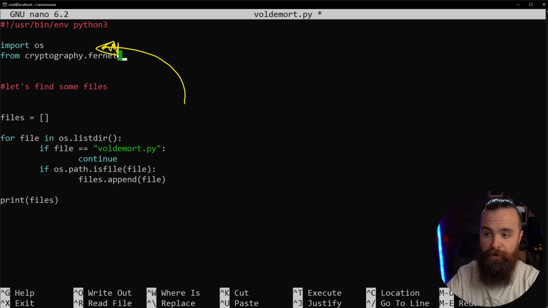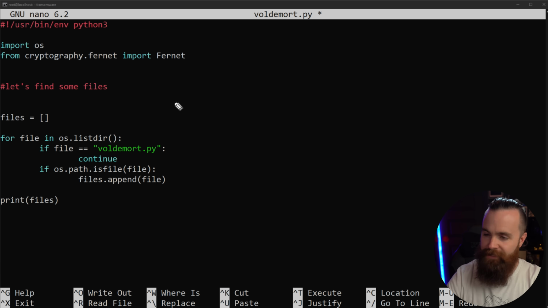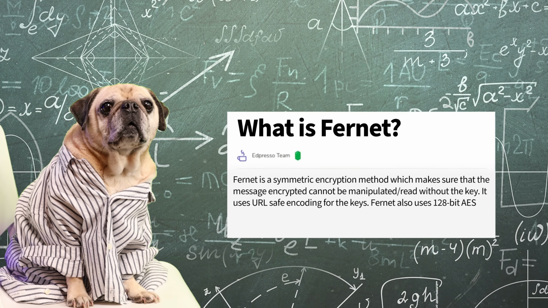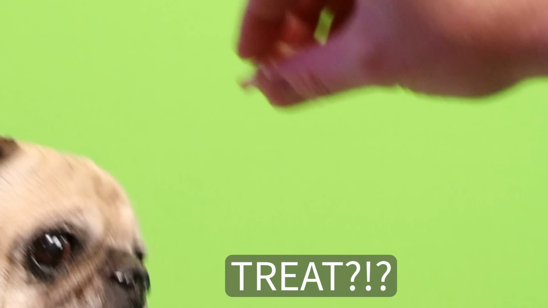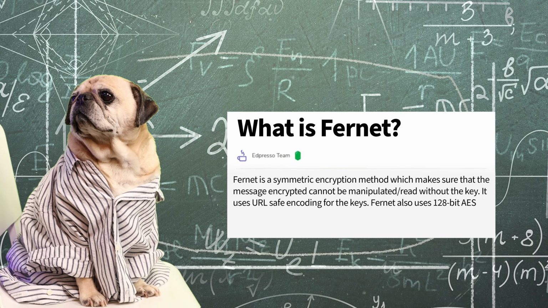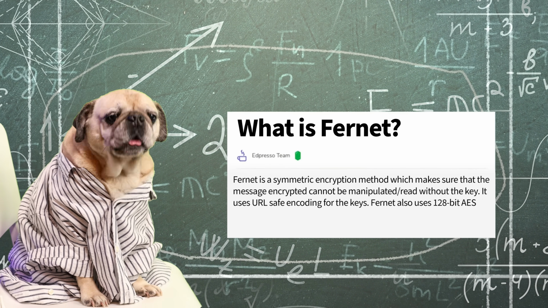So from cryptography.fernet, import capital F Fernet. Fernet is a very cool way to encrypt things in our Python script. Actually, Professor Bernard, go ahead and tell us about it. Fernet is a symmetric encryption method which makes sure that the message encrypted cannot be manipulated or read without the key. It uses URL safe encoding for the keys. Fernet also uses 128-bit AES.